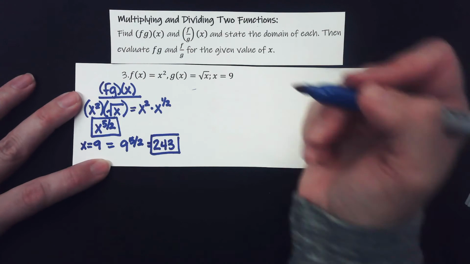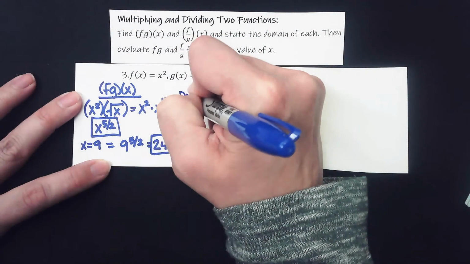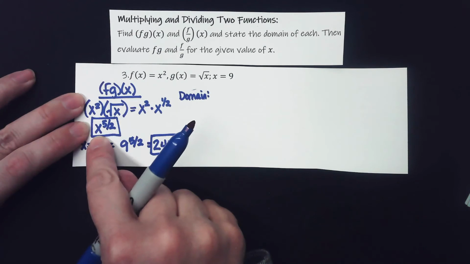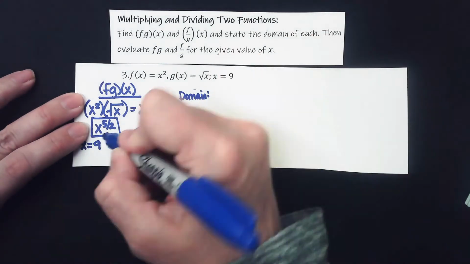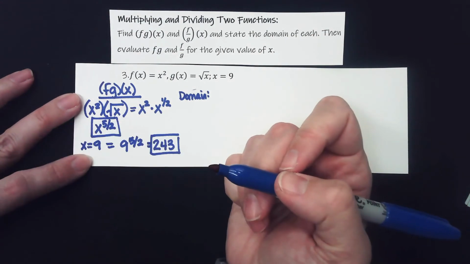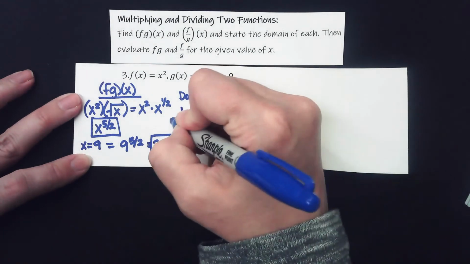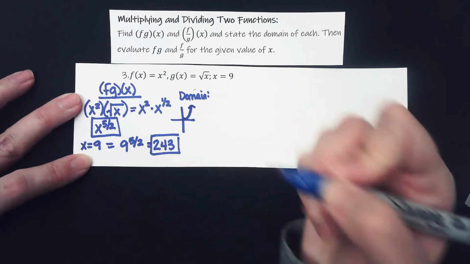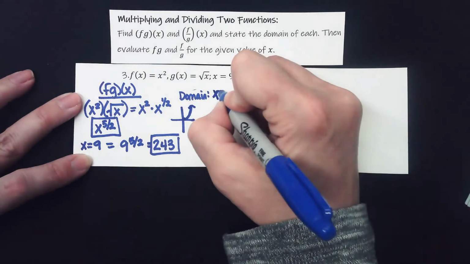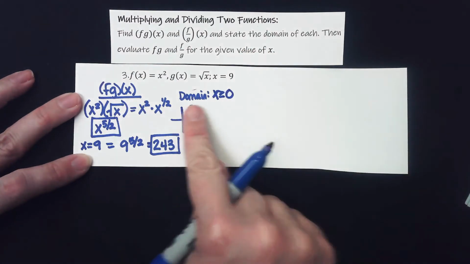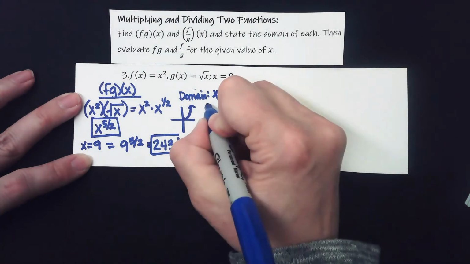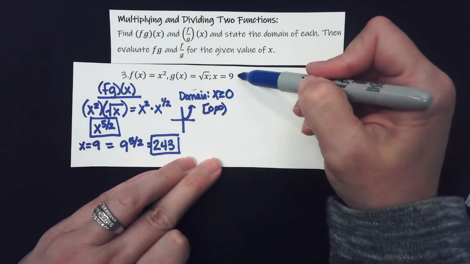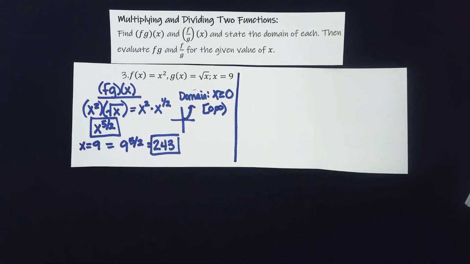Okay, so for our domain, if I were to graph this, and this one isn't one you're used to seeing, so I do recommend plugging it in your calculator. It looks like this. It starts at 0 and goes up. So that means our domain is when x is greater than or equal to 0, because it's all to the right. And again, in interval notation, that is 0 to infinity. Okay, so that was when I multiplied.